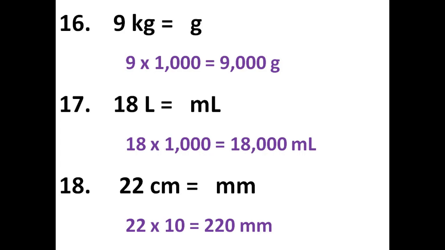Last number is 18. 22 centimeter is equal to how much millimeter? See the working in the second line. 22 multiplied by 10 is 220 millimeter, right?